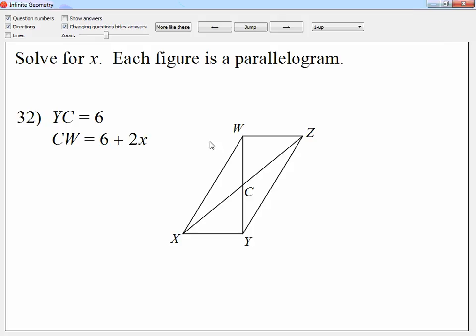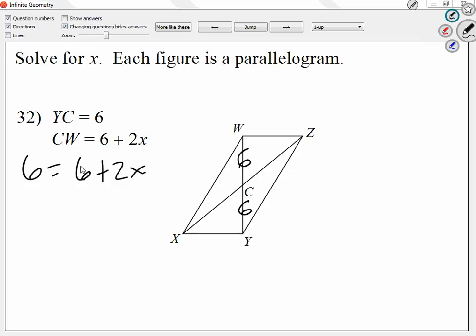YC, so from Y to C, it's 6. So from C to W is also 6. So we're going to say 6 is equal to 6 plus 2x. Like it's from C to W, 6. I'm going to bring the 6 to the left, that's a negative 6. So I have that 0 is equal to 2x. Like 0 is a number. 6 minus 6 is 0. So if 0 is equal to 2x, what's x? 0.